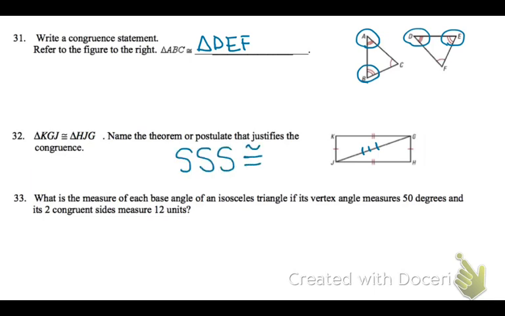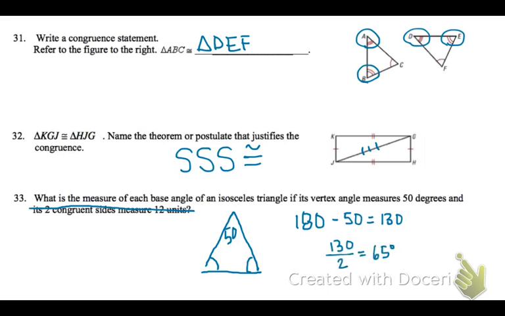On 33, if you draw a picture of your triangle and label your vertex at 50 degrees, those two base angles are going to be congruent. This information that they gave you about the sides is extraneous information. You don't need it to answer the question that they've asked, because they've just asked for the two base angle measures. And the two base angles, because it's isosceles, have to be congruent. So therefore, if we subtract 50 from 180, we're left with 130. And if we divide that in half, then each of those angles has to equal 65 degrees.